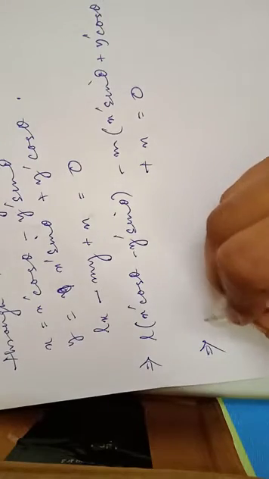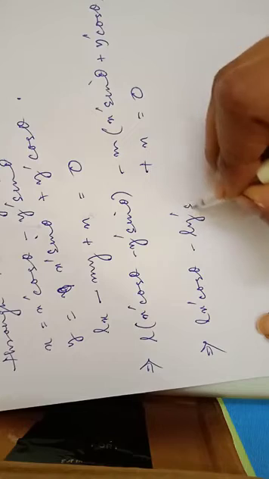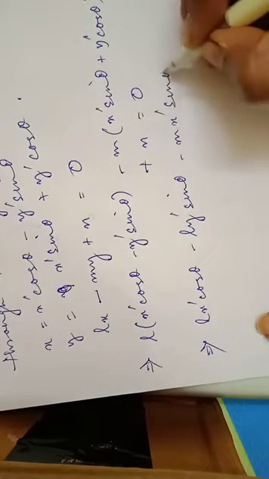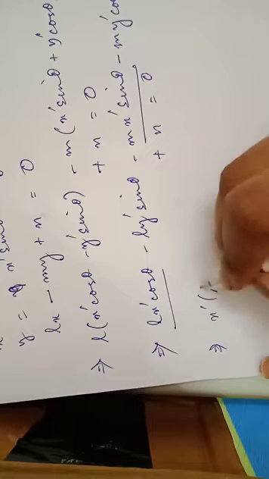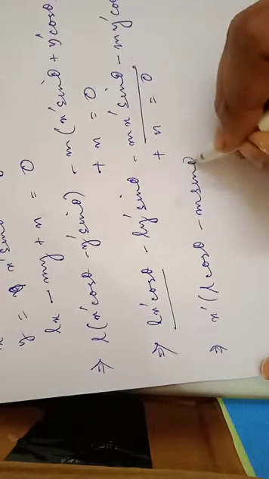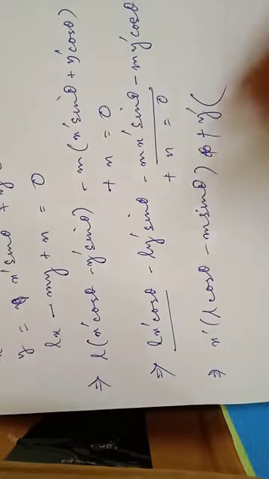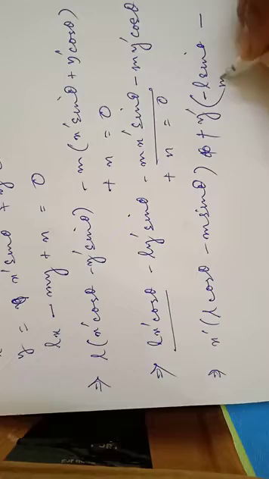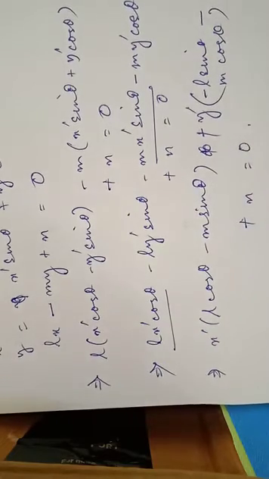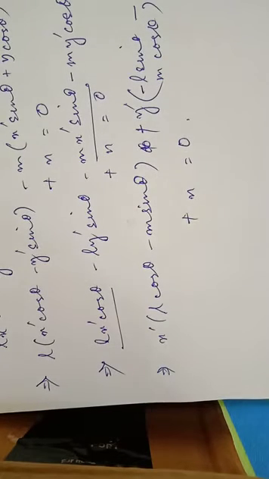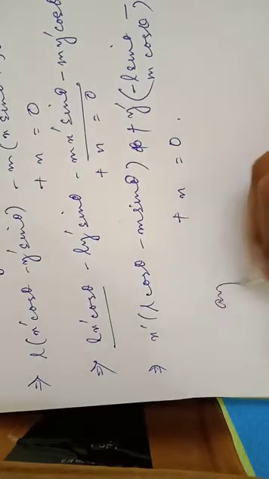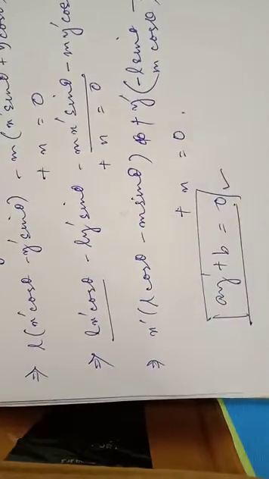Okay. Opening the brackets and keeping all the x dash and y dash terms together, if you take the x dash terms together, we are getting L cos theta minus M sin theta. And then if you take minus y dash common, it will look like minus L sin theta minus M cos theta, plus n equals to 0. This is our new equation. Now check, according to the question, the new equation should look like a y dashed plus b equals to 0. This should be the form of the new equation.